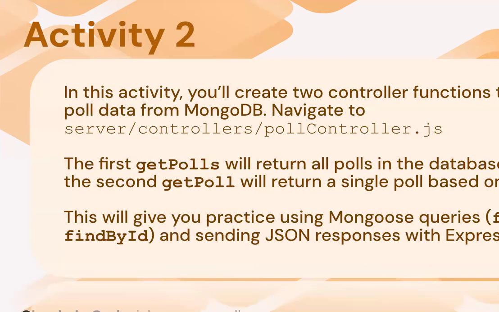So now we'll be going into the second activity. Basically, in this activity, you will be creating 2 controller functions to read poll data from the MongoDB database that you created. First, I want everyone to navigate to your server directory, into the controllers folder, and then to the pollController.js file. The first controller function you will be making is called getPolls, and this is going to return all the polls in your database. The second function will be returning a single poll based on its ID.